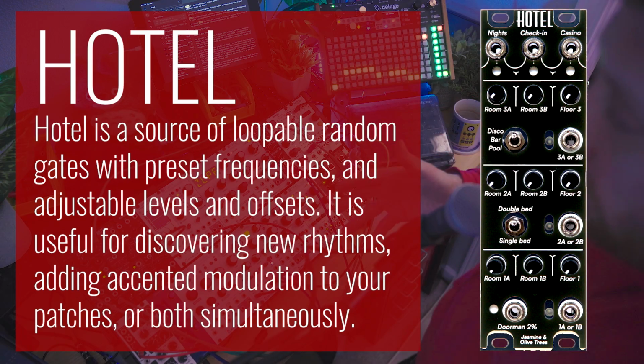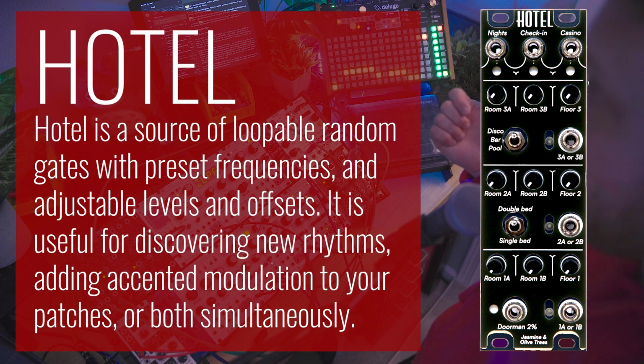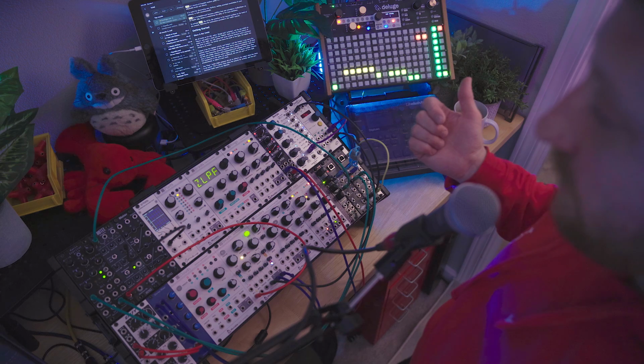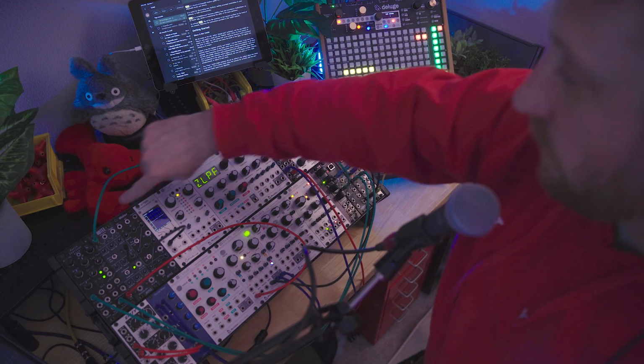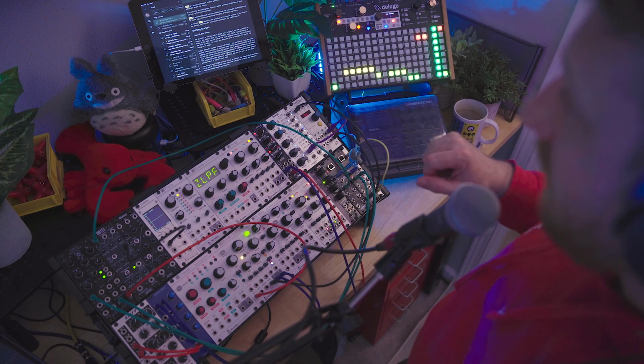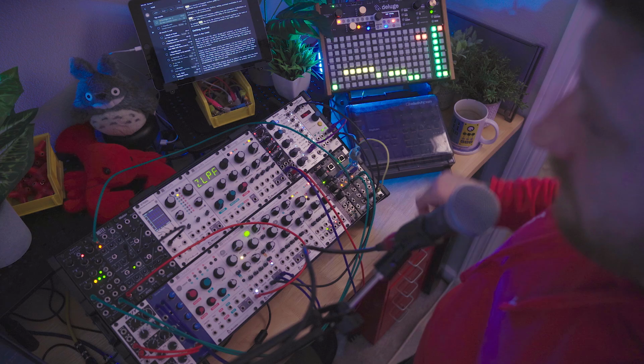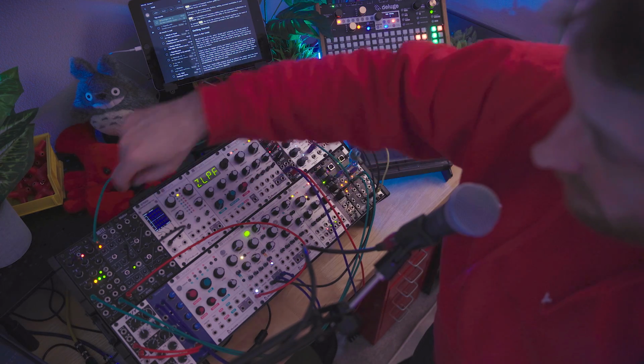So Hotel is a source of loopable random gates with preset frequencies and adjustable levels and offsets. According to the maker, it's useful for discovering new rhythms, adding accented modulation to your patches, or both simultaneously. So what we're going to do is put a clock into Nights up at the top here, and play real quick. I'm sending in a 16th note clock to there right now.